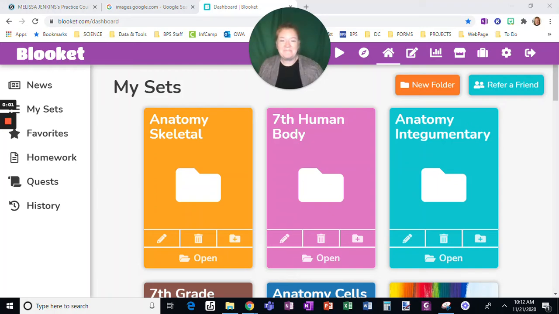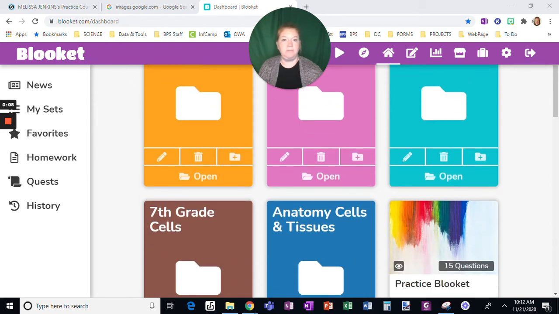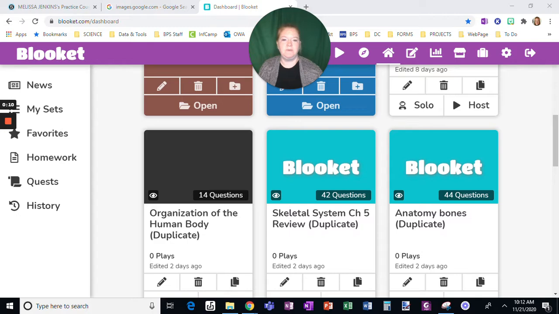Okay, I am ready to show you a few things on Blooket. First, I'm going to explain why my screen might look a little different than yours. You see I have the availability to make folders. That's something that's available in the Plus version.